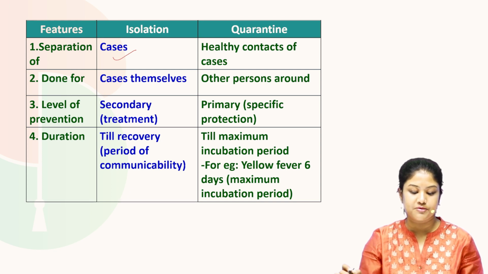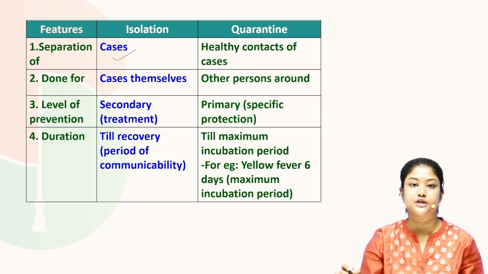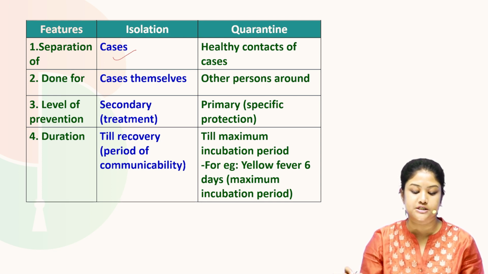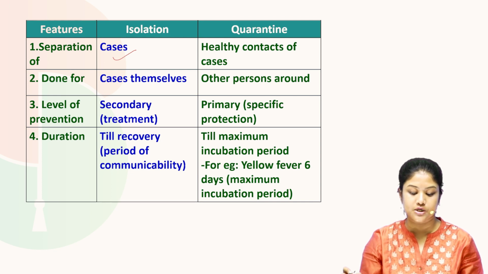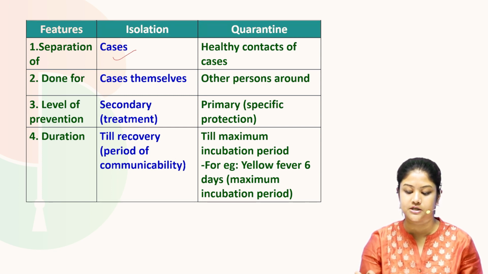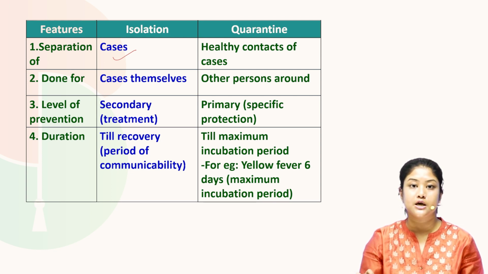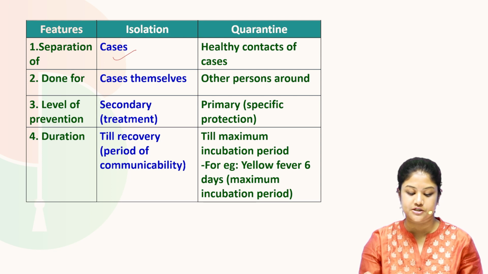And level of prevention for isolation is secondary level of prevention, because in secondary level of prevention, the mode of intervention is early diagnosis and treatment. And isolation falls under secondary level of prevention because we are basically treating the patients by keeping them in isolation, whereas quarantine falls under primary level of prevention, that is we are giving specific protection to the people who might have acquired the disease.